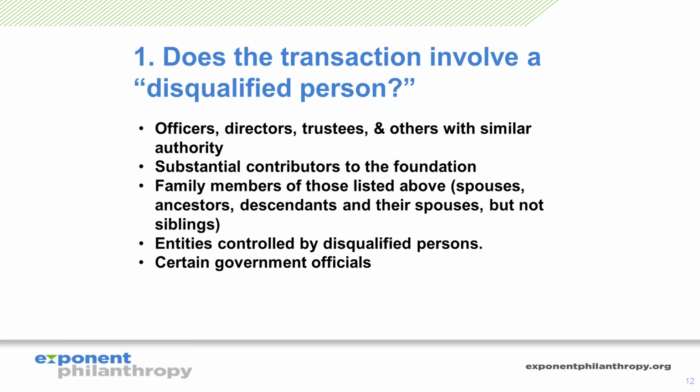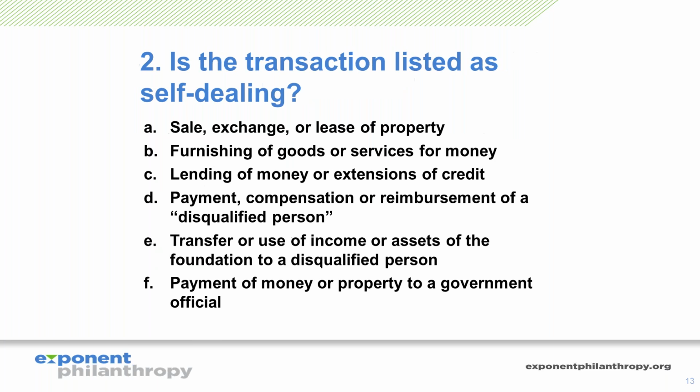The one strange exception here is siblings are not listed, are not disqualified persons, and I'm not entirely sure why Congress made that exception. It's perhaps something to do with sibling rivalry. Maybe Congress trusted siblings to keep each other in checks and balances, but it exists and it's an exception. And then entities controlled by disqualified persons, and then certain government officials.